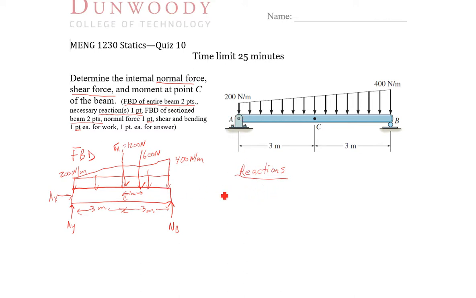So I'm going to do the moments around B at first. I'm going to try to take the left side reactions. So our moments around B have to equal 0. So what do we have for B? Looking at the free body diagram, we have 600 newtons acting 2 meters from B. And it's going to be a positive, going counterclockwise. Plus, we get 1200 newtons. It's acting 3 meters away.